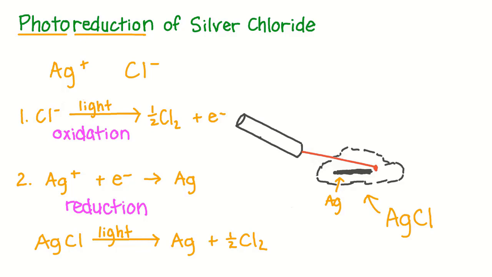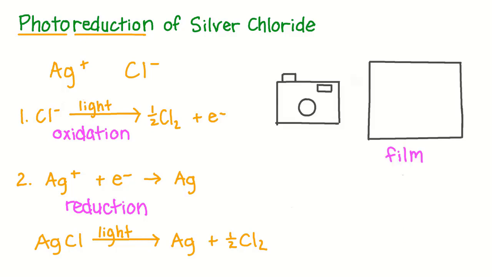This is how cameras that use film work. The film is made of a piece of plastic that's coated in gelatin that's mixed with silver chloride or another silver halide. When you take a picture with the camera, light enters the camera through the lens.